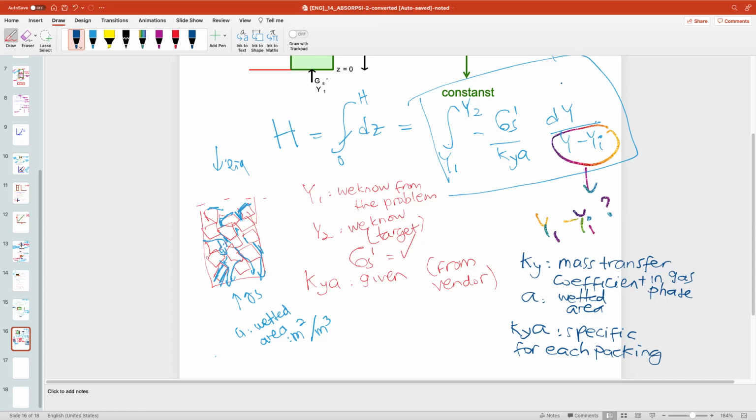So the problem now is how to calculate this integral, because Y is a variable, while Yi is the composition in equilibrium, right?